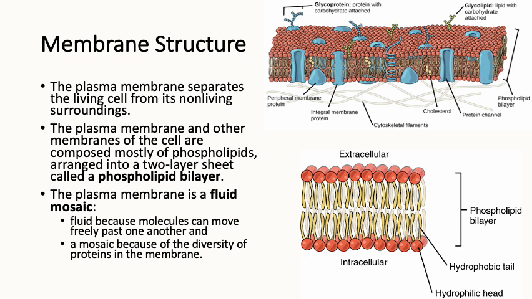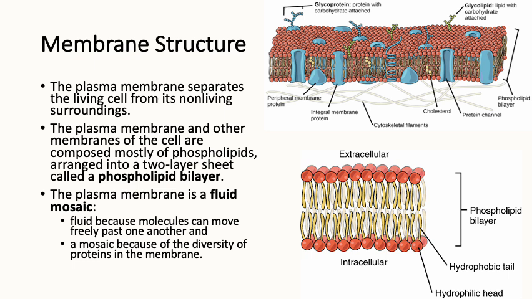Every living cell is separated from its surroundings by a boundary called the plasma membrane. This membrane is not just a passive barrier; it plays an active role in regulating what enters and leaves the cell. The membrane is primarily made up of phospholipids arranged in a double layer known as a phospholipid bilayer. Each phospholipid has a hydrophilic head that interacts with water and hydrophobic tails that avoid water, which causes them to naturally form this two-layer structure.